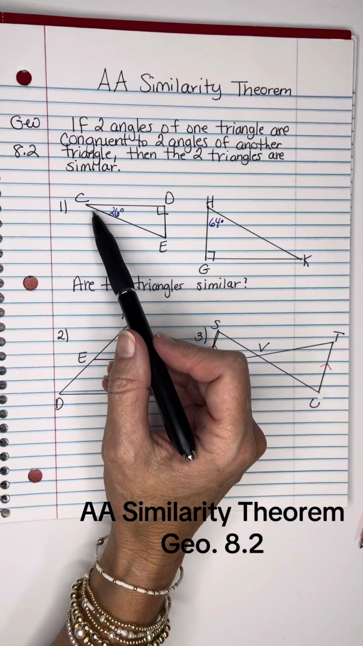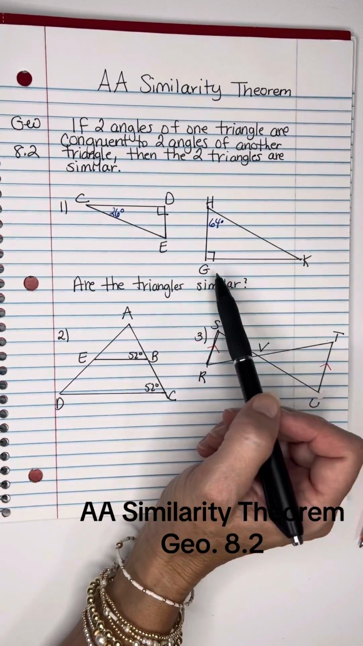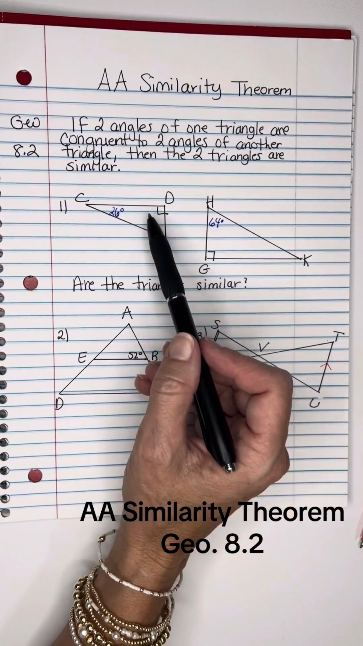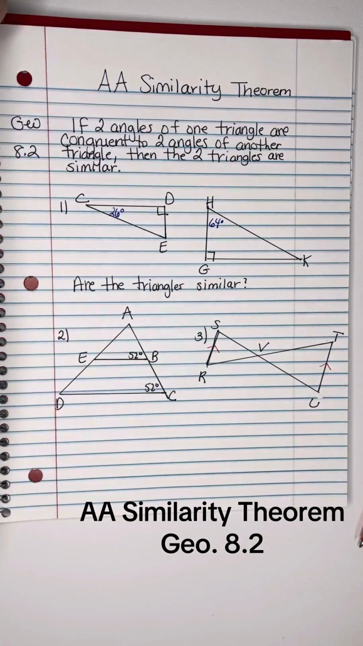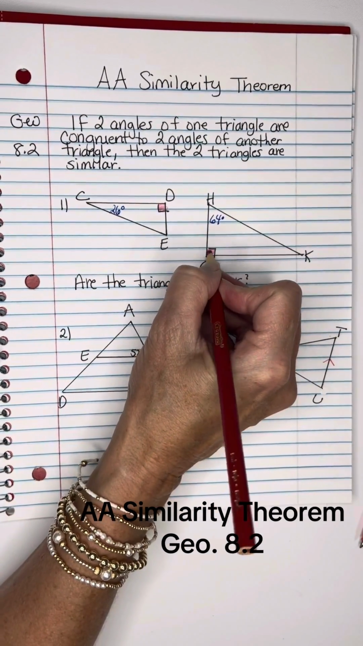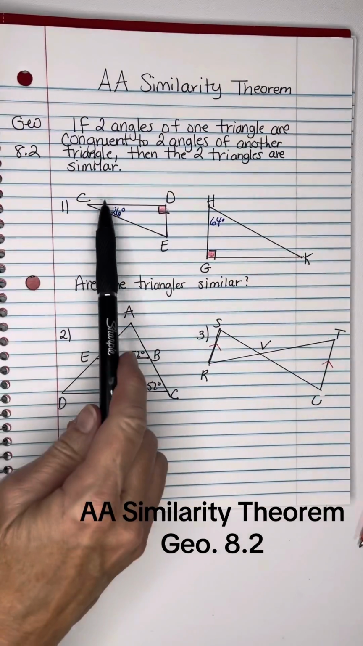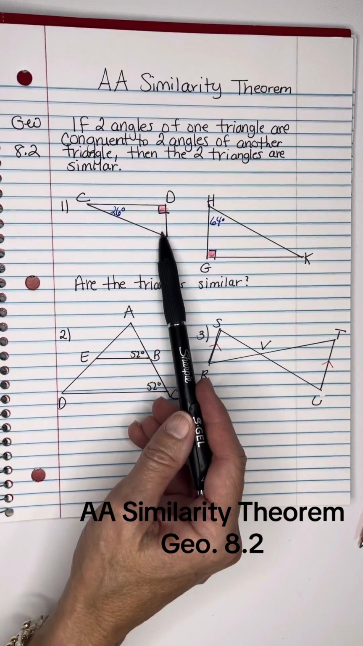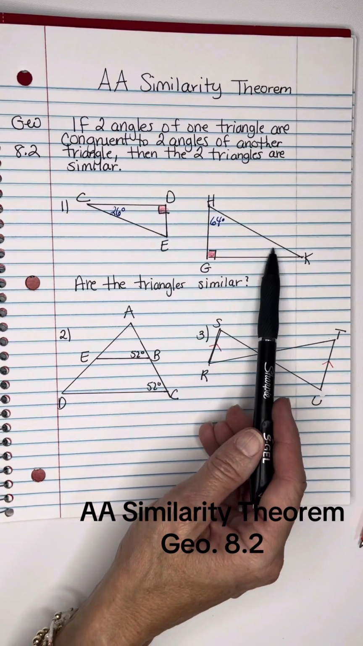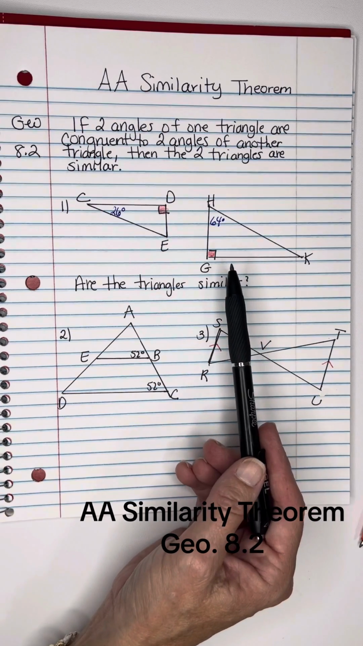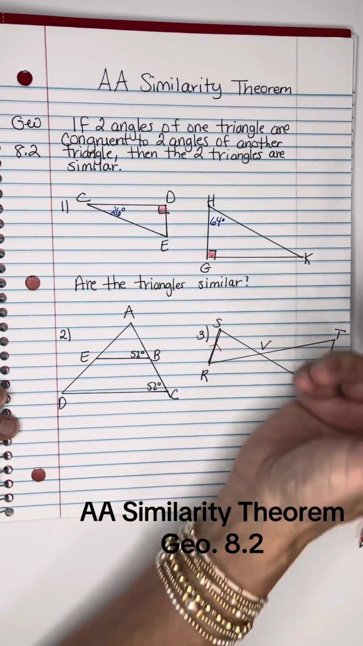All right, I have triangle CDE and this one, GHK, and I do see the 90s, so I know that these two are the same size, but this is 26 and this is 64. Now, it is altogether possible that this might be 64 or this might be 26. We kind of need to see, so then we can decide if we have two or not. Right now, we only have one.